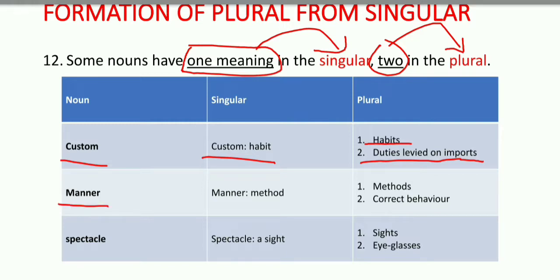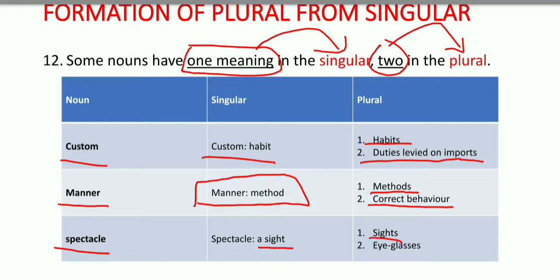We have manner. If we use manner in singular, it will only mean method. But in case we use the plural, manners, it would mean methods, and also it gives the meaning of correct behavior. Thirdly, we have spectacle. Spectacle in singular means a sight. But in case we use it in plural, it has two meanings: one is sights, and the second is eyeglasses.